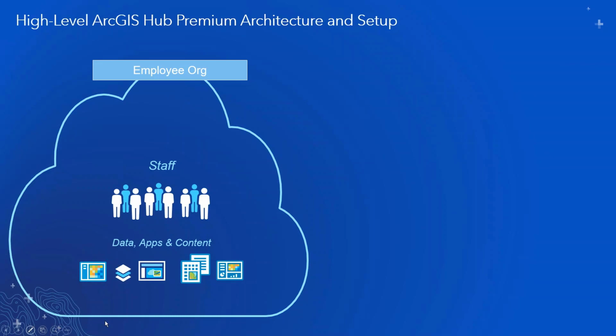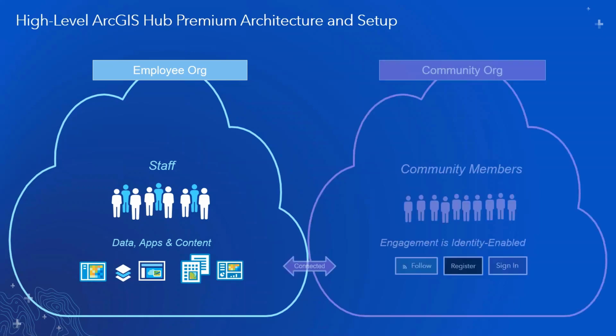Let's see, you already have your ArcGIS Online organization, and this is for members of your staff. People in your business have usernames, and they can create content or work with applications, create applications, run analysis. When you enable it to be a hub organization, you get a second organization entirely. It's completely separate, and they're connected, but it's a separate organization. And this is where you put in your community members.